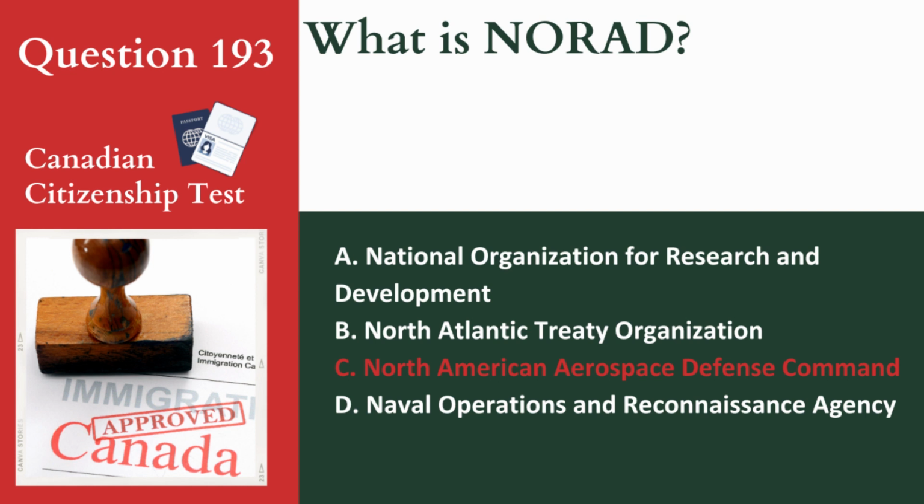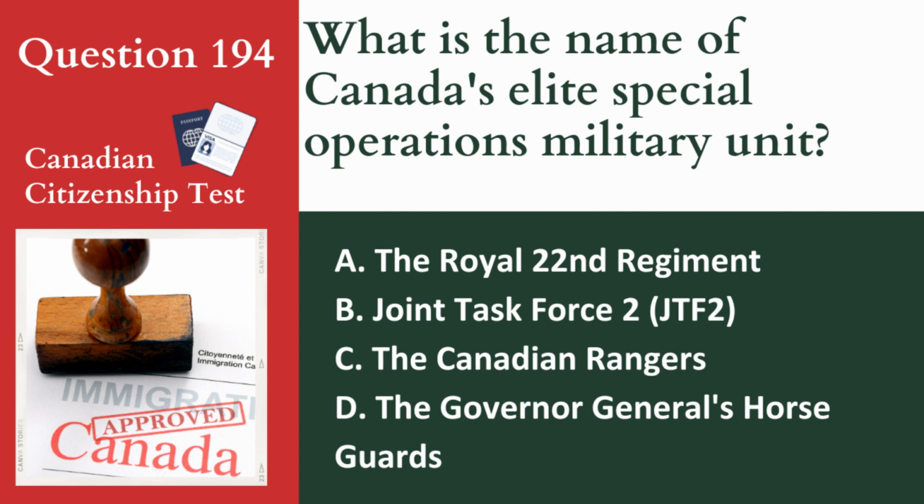Question 194. What is the name of Canada's elite special operations military unit? A. The Royal 22nd Regiment. B. Joint Task Force 2, JTF-2. C. The Canadian Rangers. D. The Governor General's Horse Guards. Answer: B. Joint Task Force 2, JTF-2. JTF-2 is the elite special operations force of the Canadian Armed Forces, responsible for a range of missions including counterterrorism.